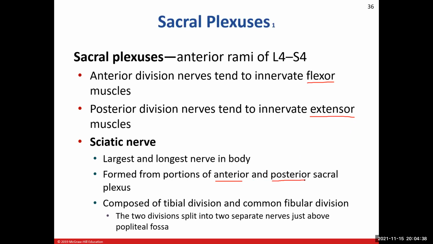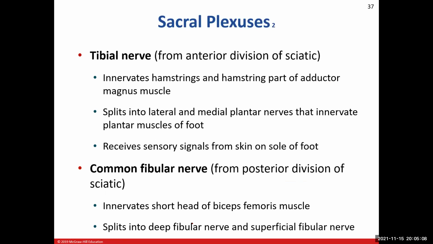And eventually it's going to divide into the tibial division and the common fibular division. Sometimes it is referred to as the common peroneal division. But regardless, this nerve will eventually split off. And this usually occurs around the popliteal fossa, which is that area right behind your knee. So just before it hits that area, it splits off. So we'll talk about those.